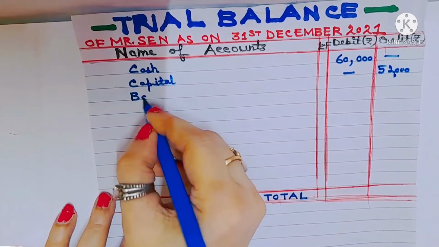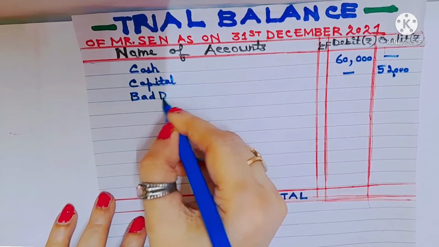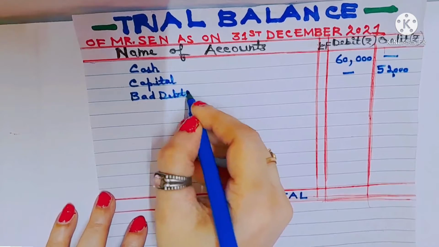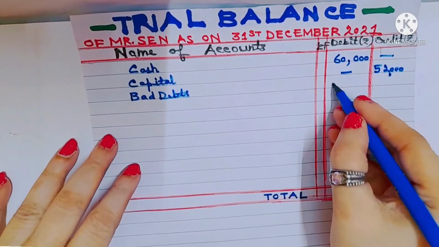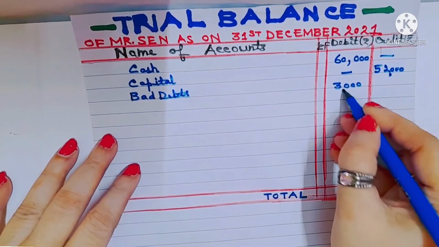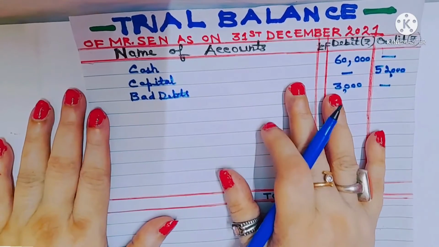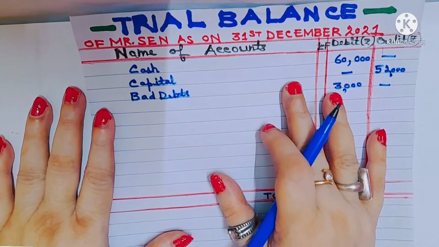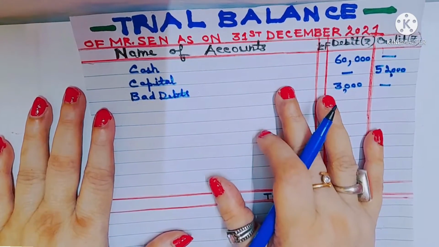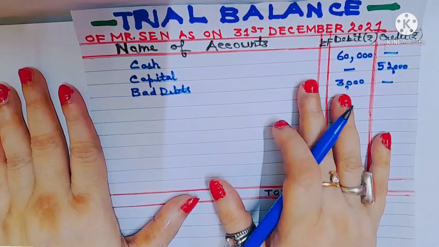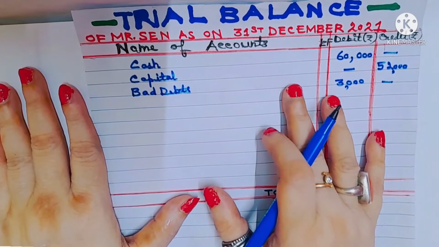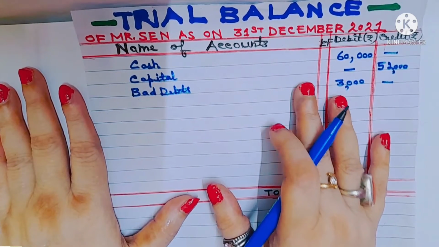Bad debts 3,000. Let's write bad debts. Bad debts is a debit balance, 3,000. Why is bad debts a debit balance? Because bad debts falls under nominal account. According to nominal account, all losses and expenses are debited. Here, bad debts is a loss from the point of view of the business.